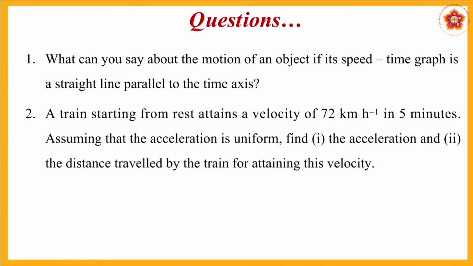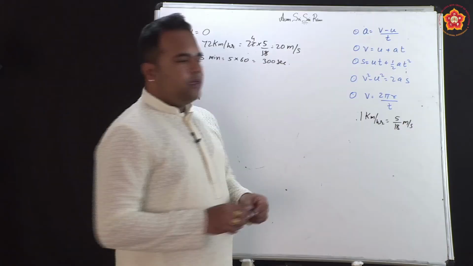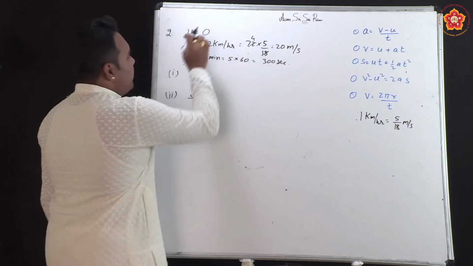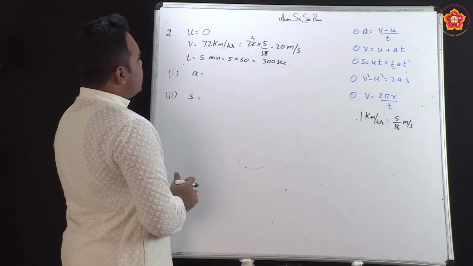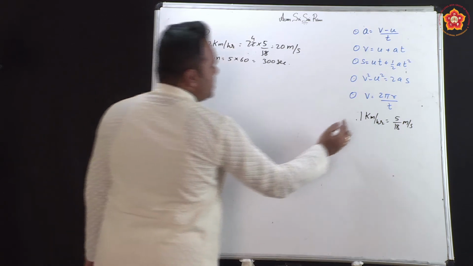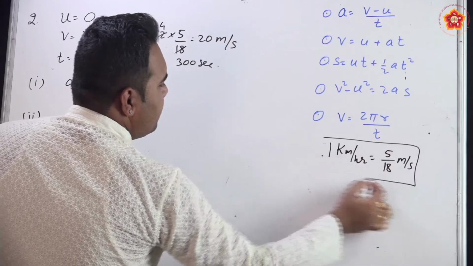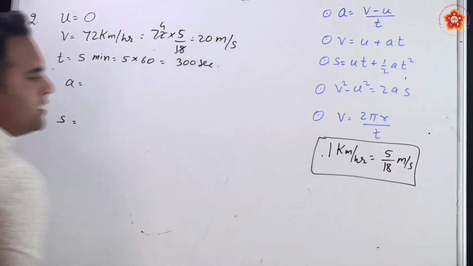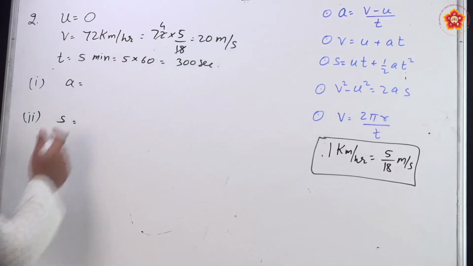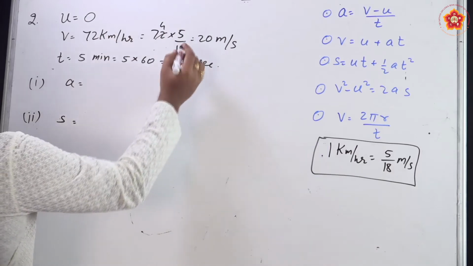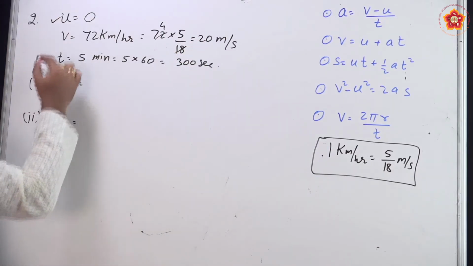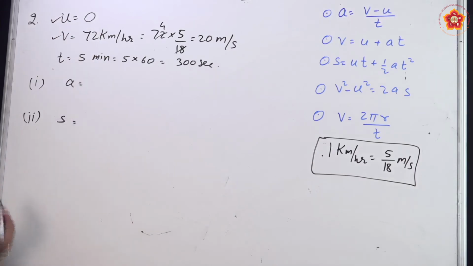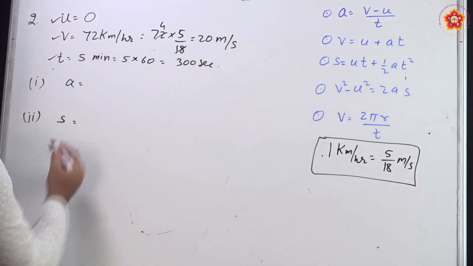So the train starts from rest, and this is how we solve it. The initial velocity will be 0, the final velocity is 72 kilometers per hour. Now we know the conversion: 1 kilometer per hour is 5 by 18 meters per second. So 72 into 5 by 18 gives 20 meters per second. So I have the initial velocity, I have the final velocity value, and time is 5 minutes.